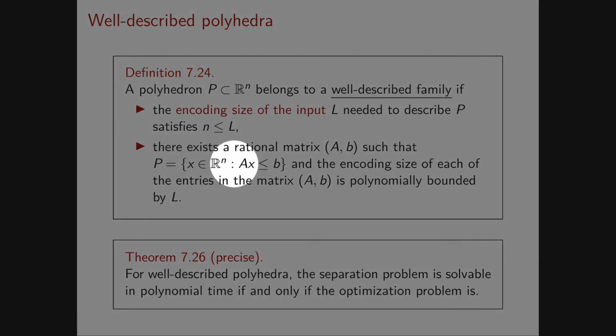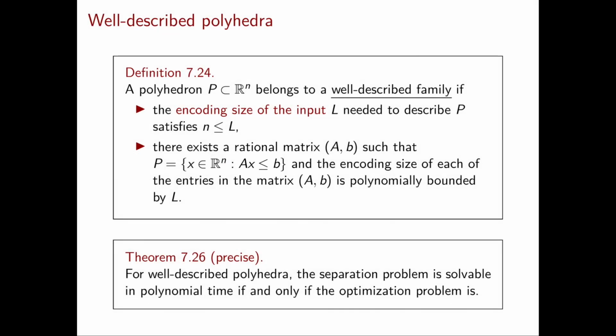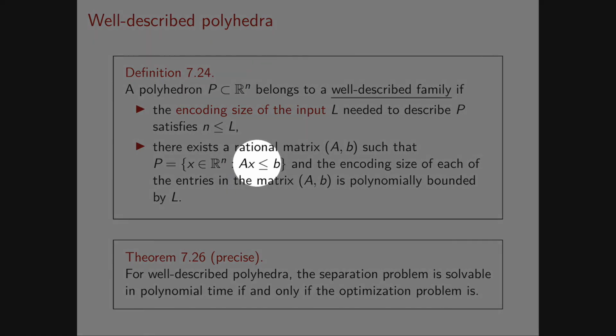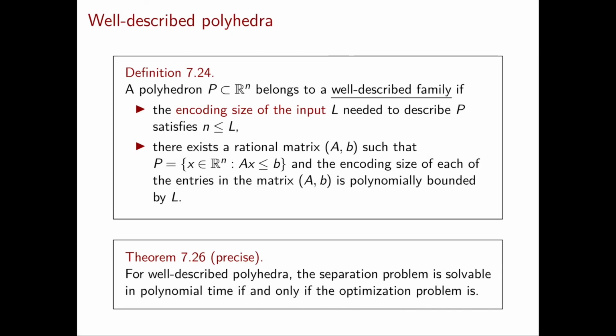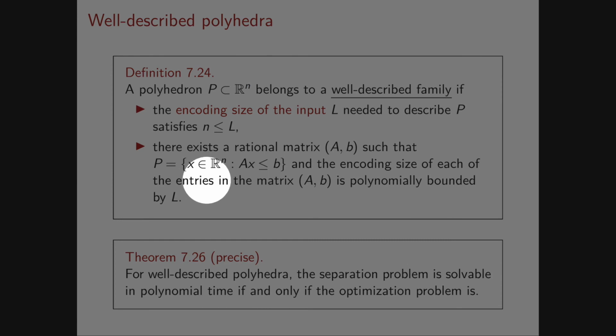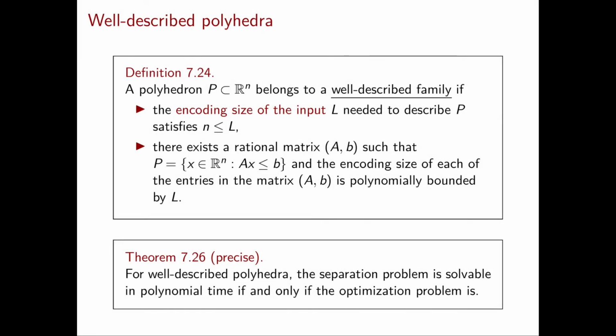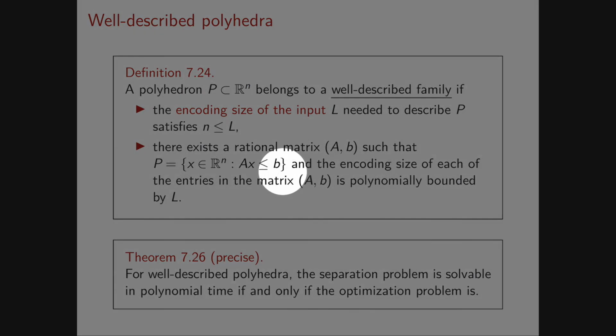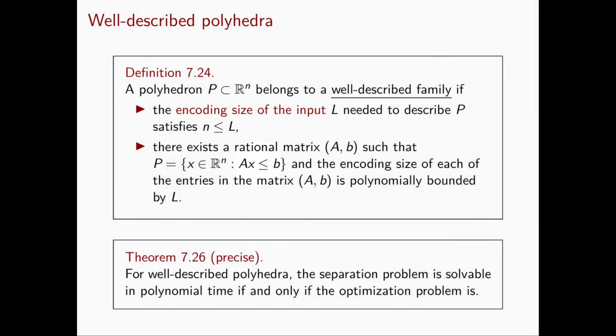Finally, note that this second assumption does not ask for the whole matrix A and vector b to be of size polynomially bounded by L. It just asks that each entry is polynomially bounded by L, and this also implies that every inequality has size polynomially bounded by L. However, the number of inequalities doesn't need to be polynomially bounded by L.